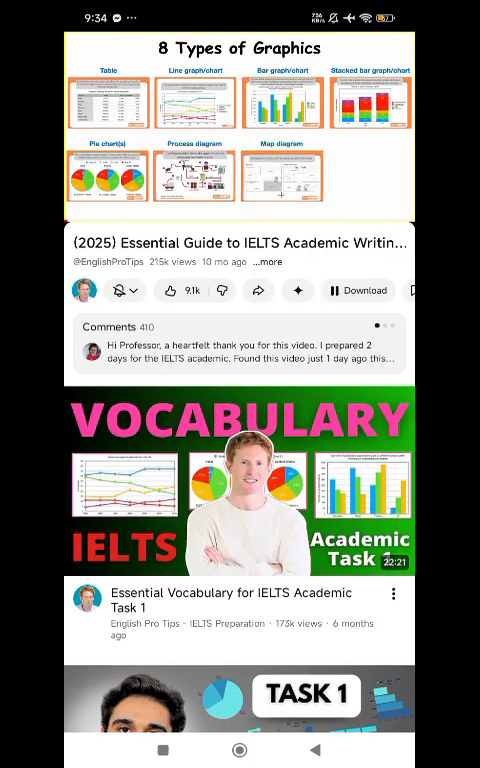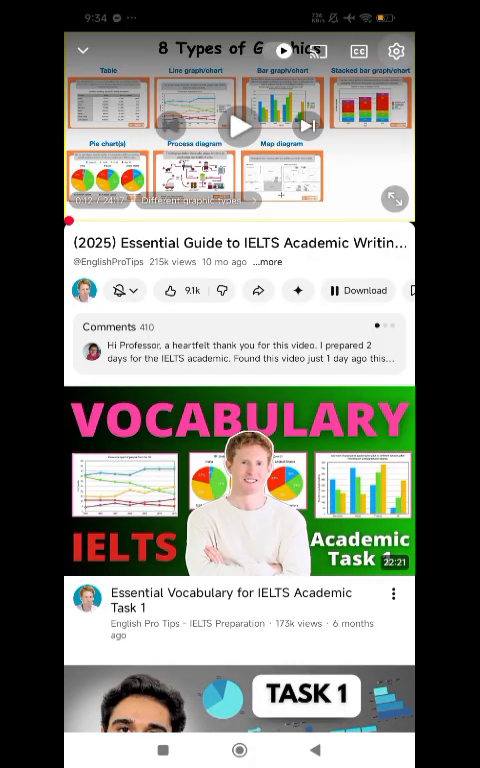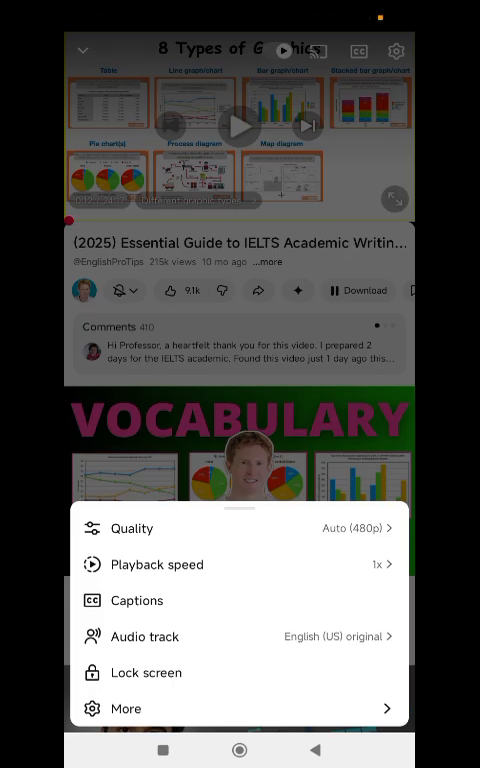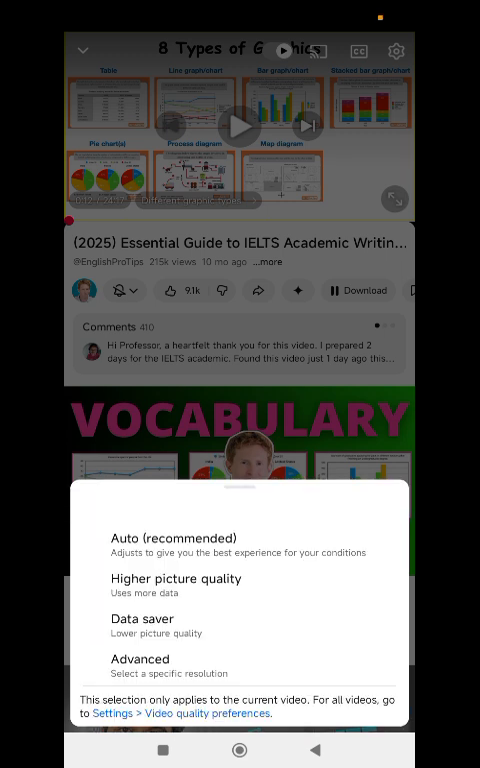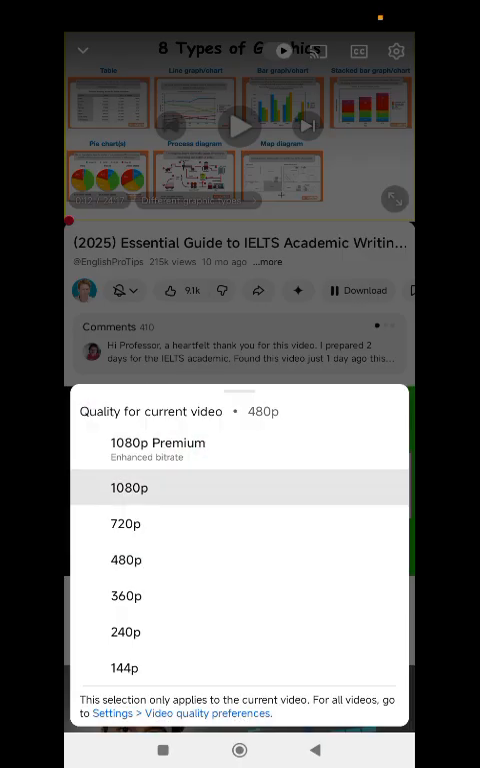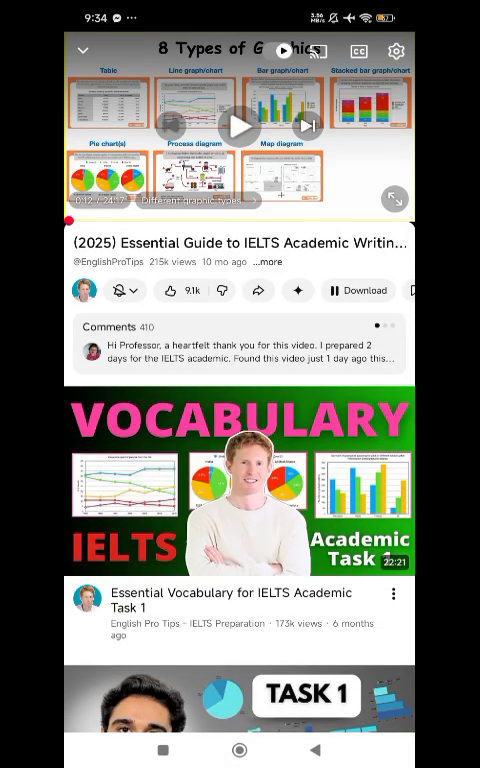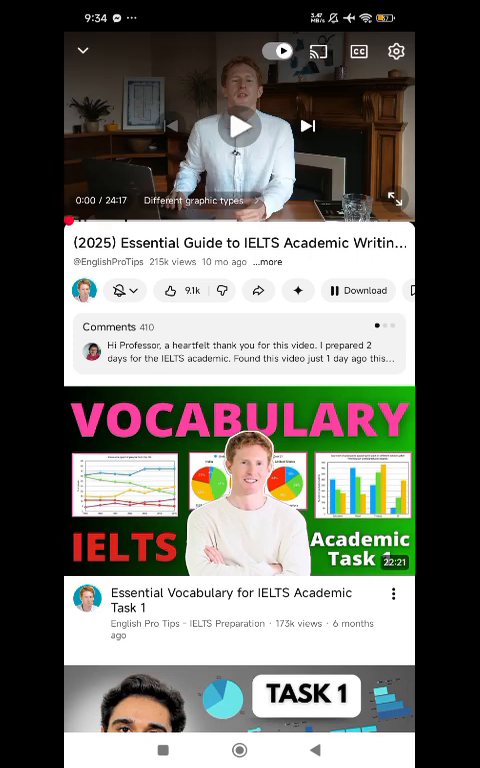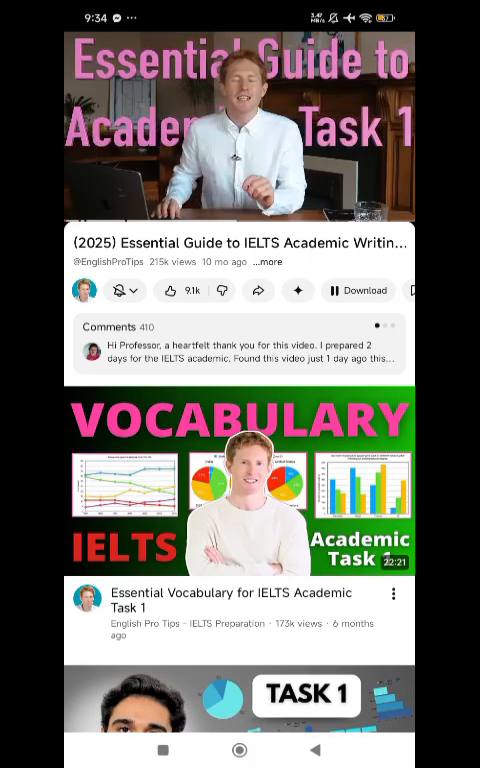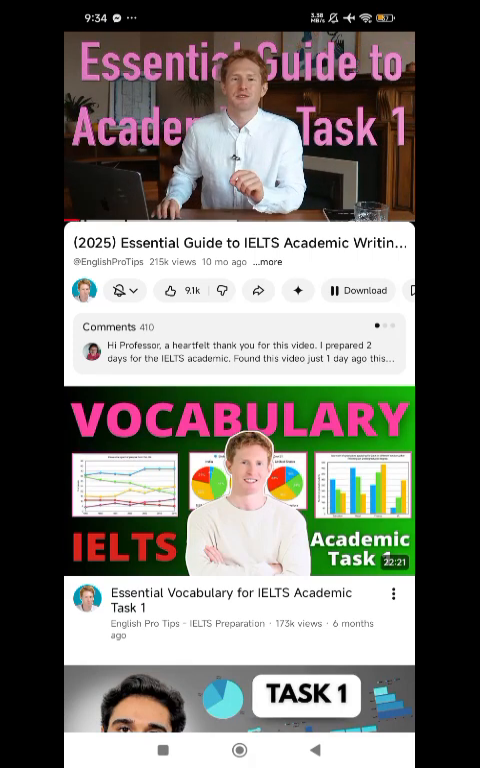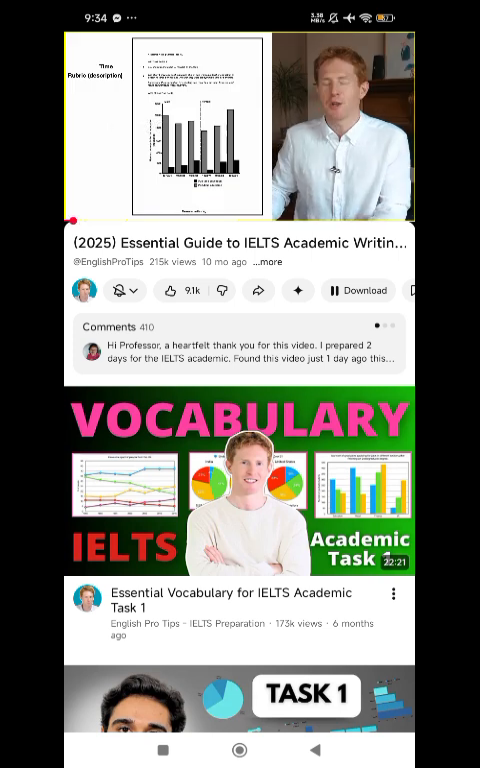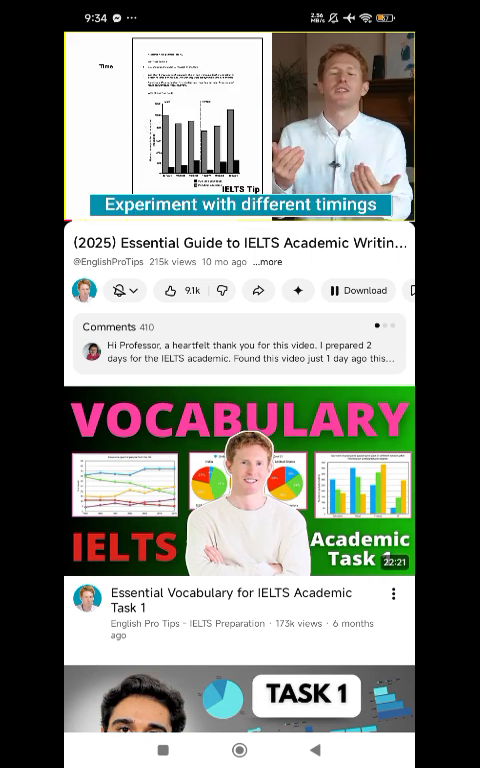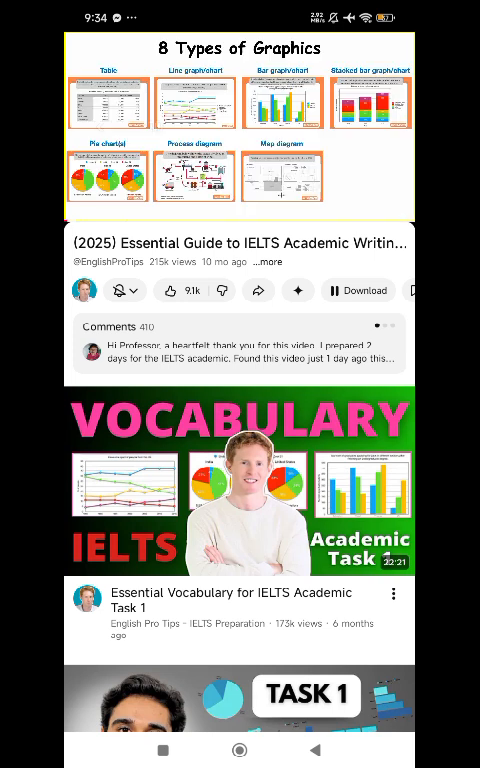Process diagrams, map diagrams, there are 8 different that you have the task 1 and 3 about diagrams.